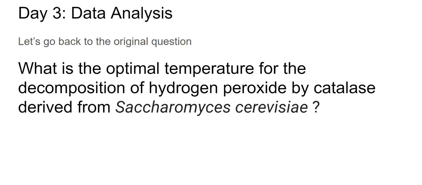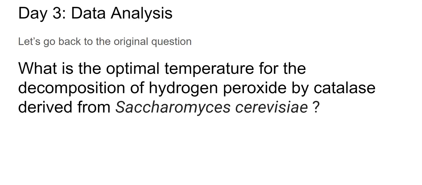Hey guys, we are back again and we're going to look at the last stage of the data analysis for your catalase lab. So before we do anything else, it's probably a good idea to go back to our original question. We want to figure out the optimal temperature for the decomposition or breakdown of hydrogen peroxide by catalase, which we got from Saccharomyces cerevisiae. So remember, we're breaking hydrogen peroxide down into water and oxygen gas, and the enzyme we're using is catalase.